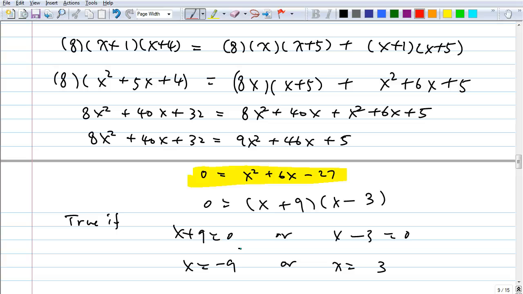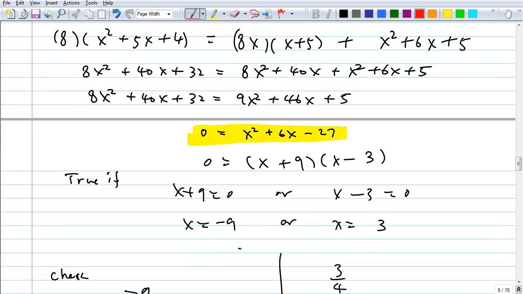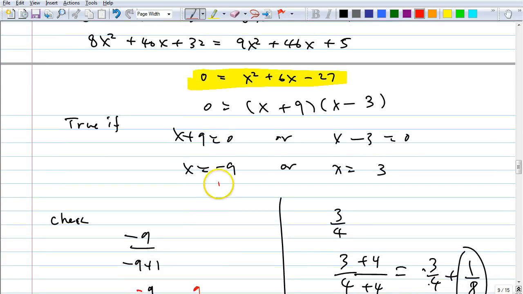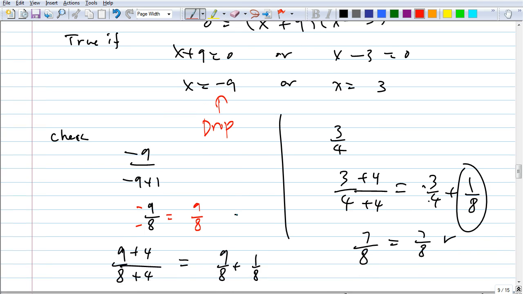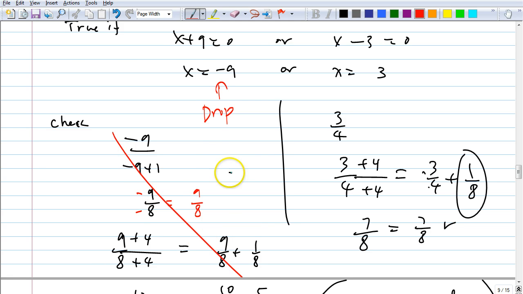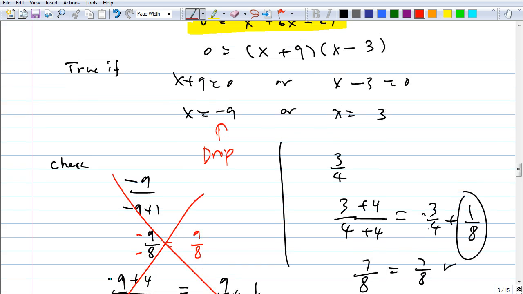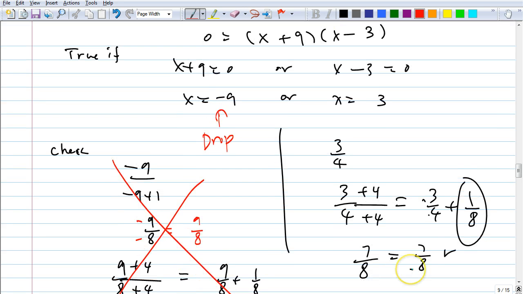At this point, I can drop x equals negative 9. Does anybody know why? Yes, Kristen. Yeah, because it's the positive numerator. So here we could just drop this. Because we're looking for positive numerator, so I don't even have to do the check here. And when I plug in 3, it does come out to be true. You get 3 over 4 plus, you add 4 to top and bottom. It does equal 3/4 plus 1/8. So what's your solution?